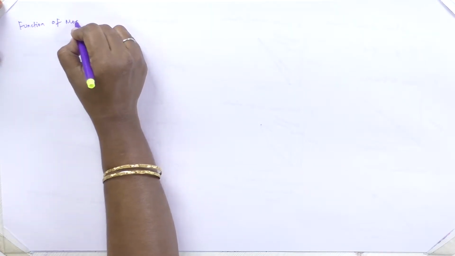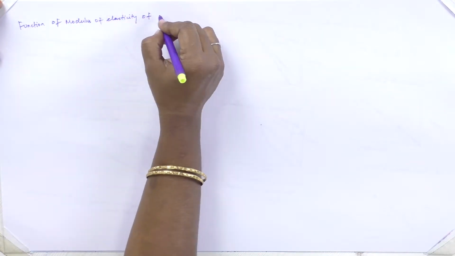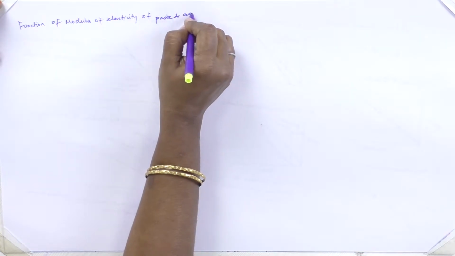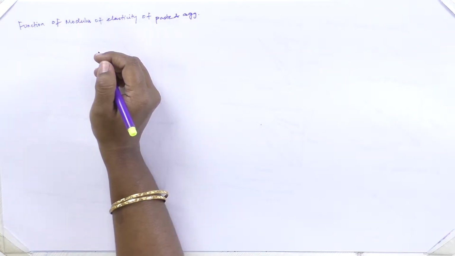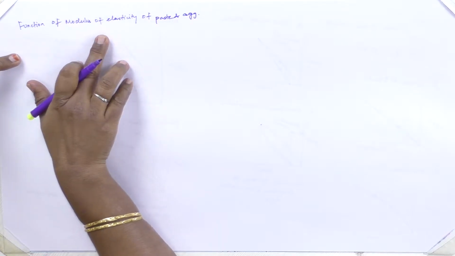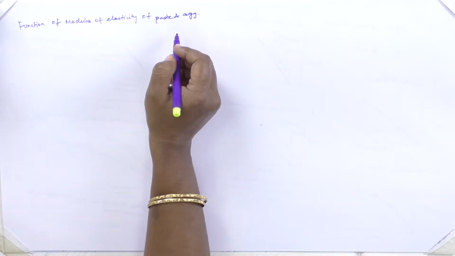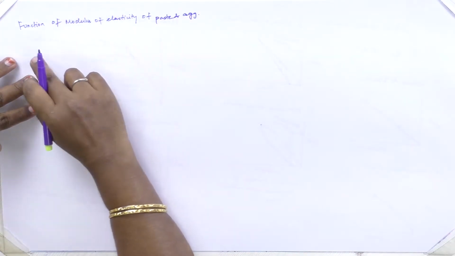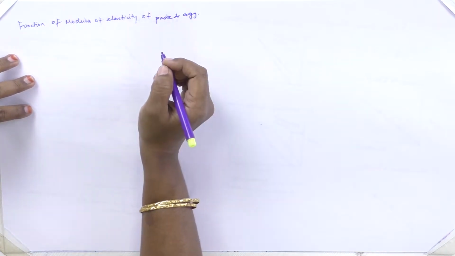And this modulus of elasticity of concrete is a function of the modulus of elasticity of paste and aggregate, and the modulus of elasticity of aggregate will tend to give a higher value, that is, the higher modulus of elasticity of aggregate will tend to give higher modulus of elasticity of concrete.